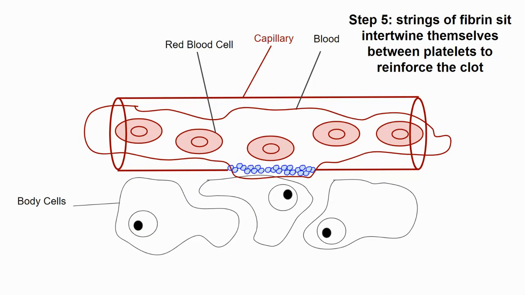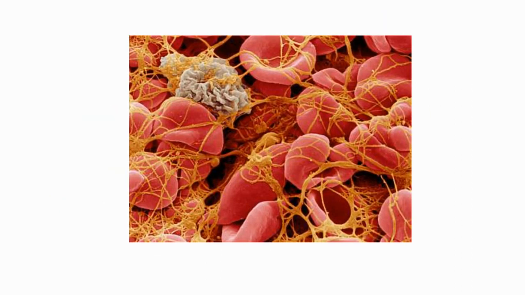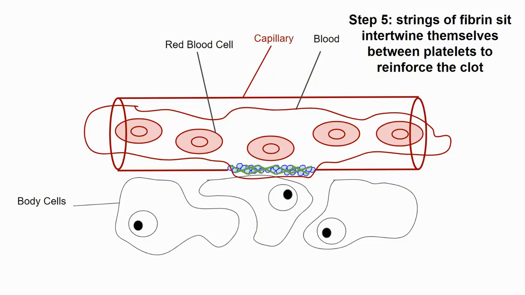Now this fibrin thread is going to wind itself around the platelets. When it does that, it helps reinforce that clot by creating this little meshy net. That is what it looks like if we were to look at it up close. The white parts are the platelets, the red blood cells, and then fibrin sticking all around it. So in your notes, you should have 5 steps.